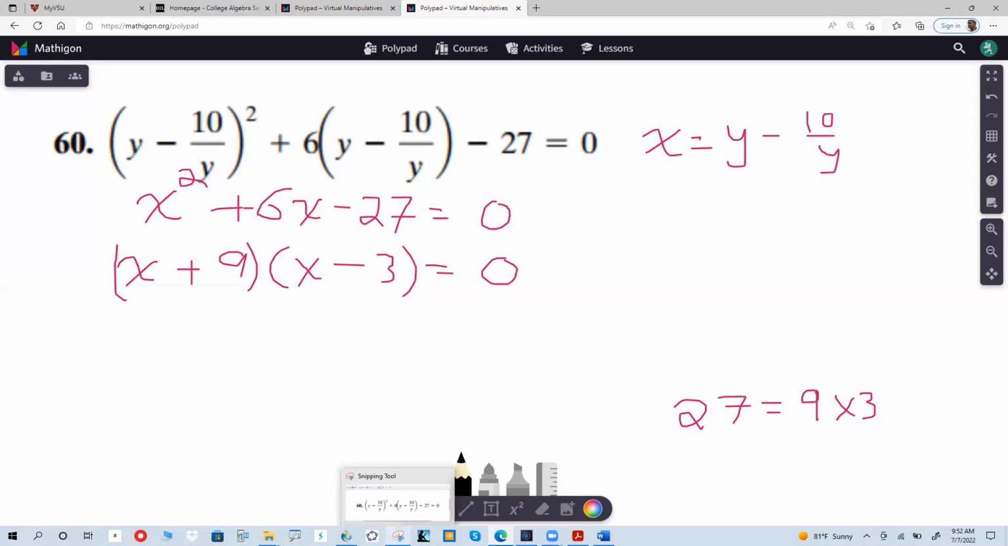Negative 3 times positive 9 is negative 27. 9x minus 3x, I'm just foiling, is positive 6x. So that has to be correct. And now we can say each portion is equal to 0.